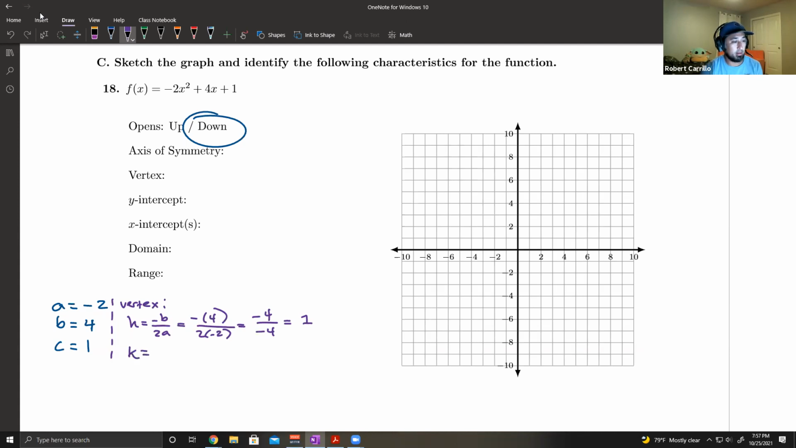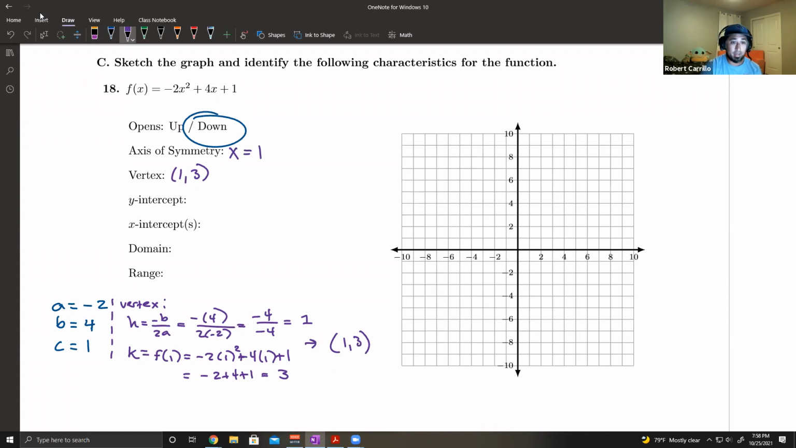And then k is going to be f of 1, which is going to be -2 times 1 squared plus 4 times 1 plus 1. So that gives me -2 plus 4 plus 1. And -2 plus 4 is 2, and 2 plus 1 is 3. So there's our vertex. It's going to be at 1, 3. And remember, if you have the h value for your vertex, you have the axis of symmetry. So it's going to be x equals 1.